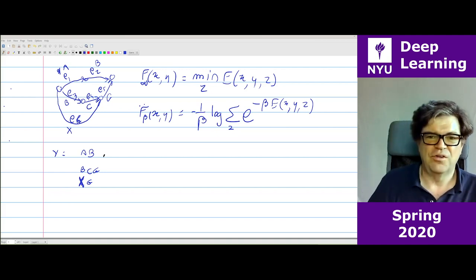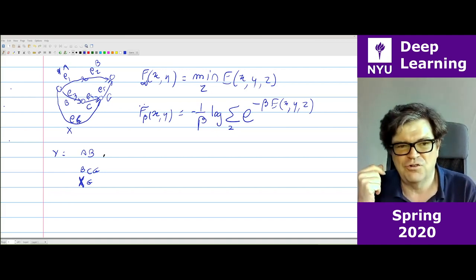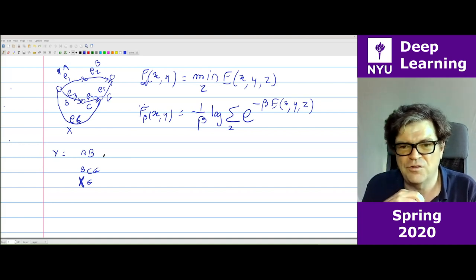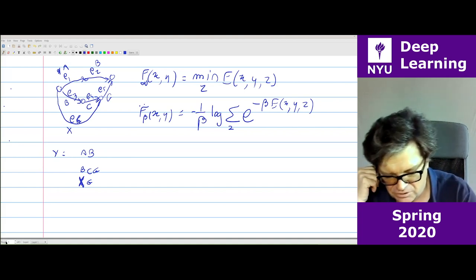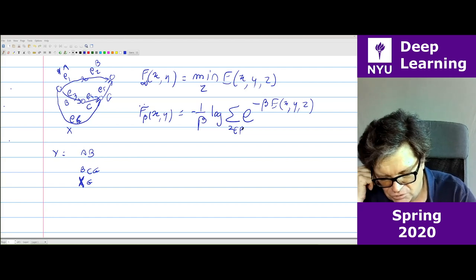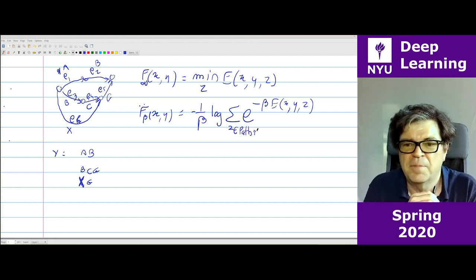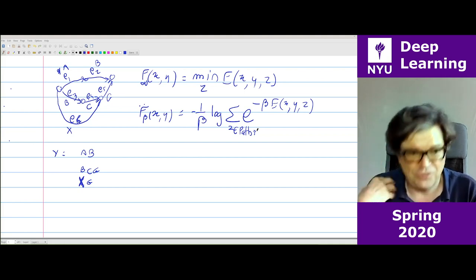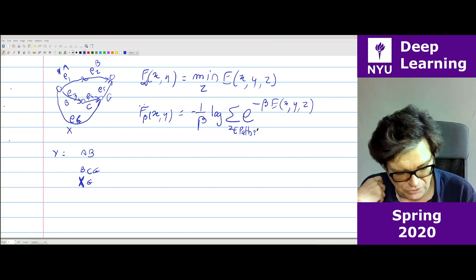So this is the log of the sum of the exponentials of the energies for all the paths, the sum over all the paths. So the sum here is over a path. That's like marginalizing over Z. We explained that before. Now, how do I compute this? It turns out it's very simple. It's done using what's called a forward algorithm.